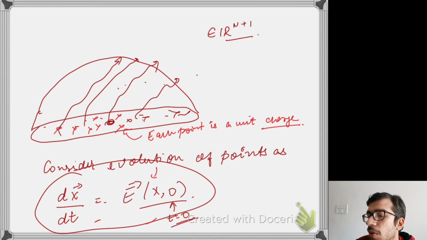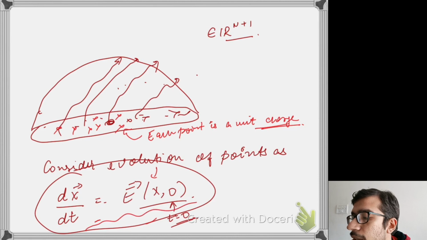And now I let them evolve under this. Okay, each point is a unit charge. These charges create electric fields. So at time 0 I compute the electric field at every point, and then let the points evolve under this differential equation.